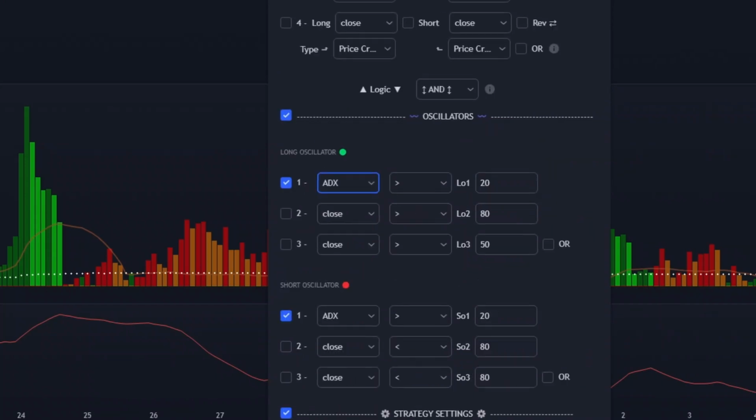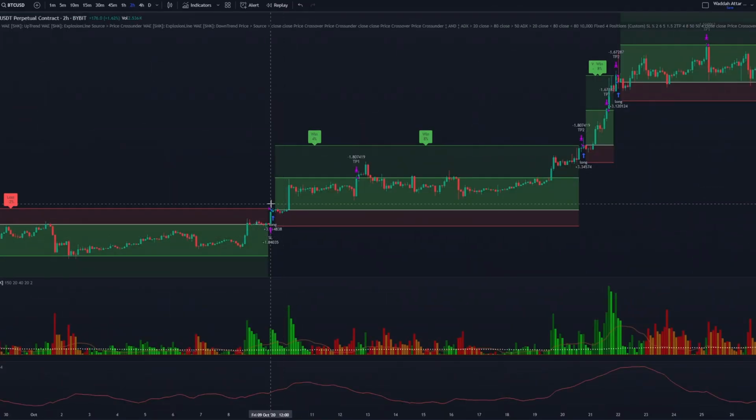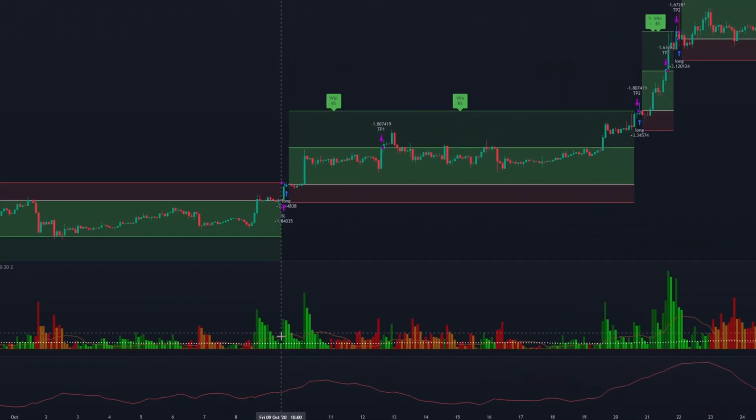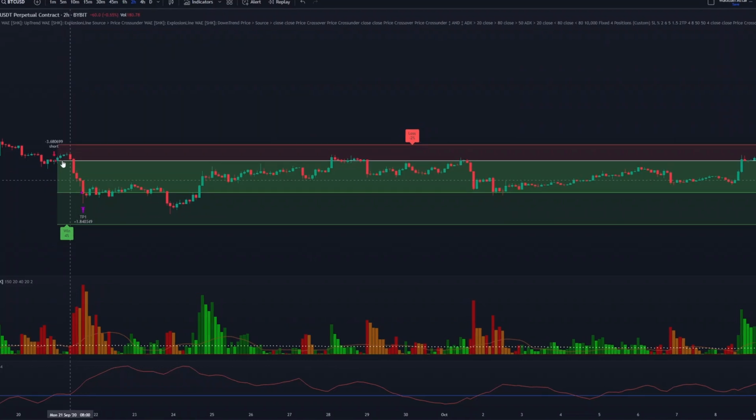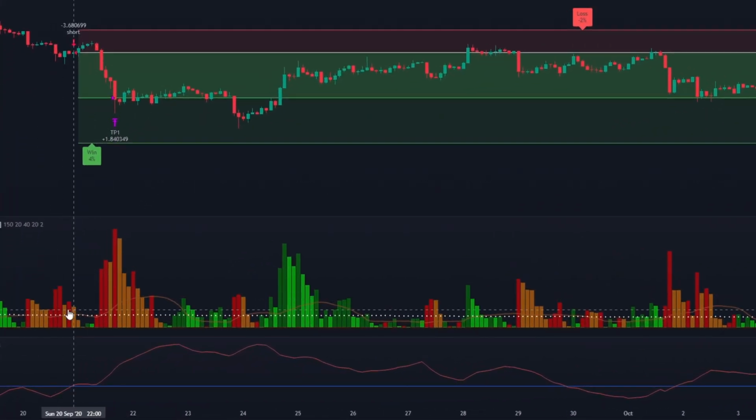Let's check some trades on a chart. As you can see, our strategy builder will open a long position whenever the WADA ATR is in the green area and is above the explosion line. At the same time, our ADX is above the 20 level. Whereas for a short position, we need the WADA ATR to be in the red area, above the explosion line, and the ADX above the 20 level.